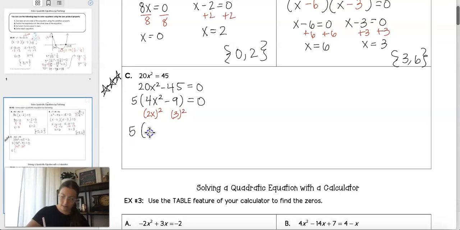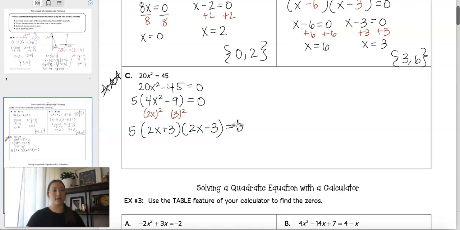So your first one is going to give me a 2x plus 3. And my second factor will be a 2x minus 3. Difference of perfect squares equals 0. Check it. Can anything else factor? Can I factor anything more? No. So you take all these factors, equal them to 0.